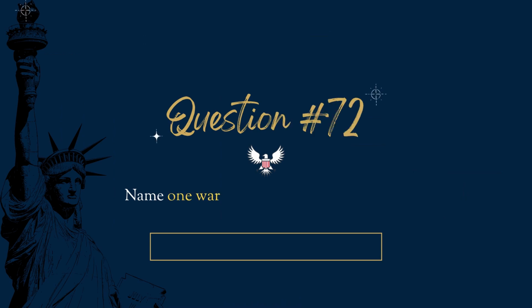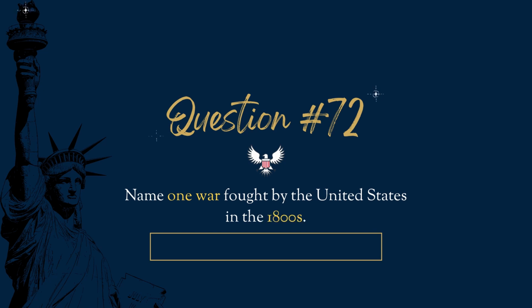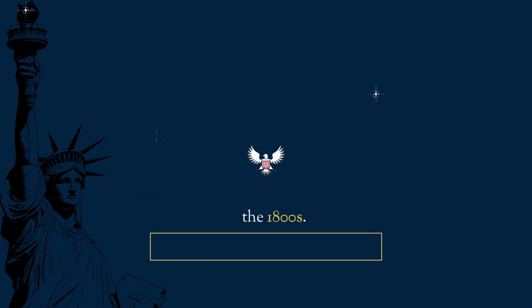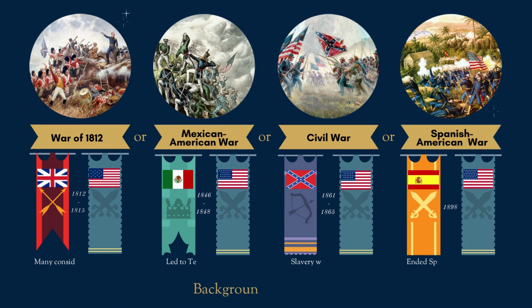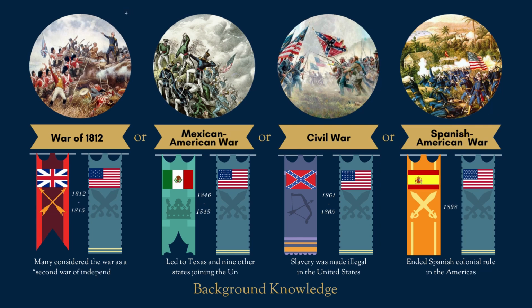Question 72. Name one war fought by the United States in the 1800s. Answers: War of 1812, or Mexican-American War, or Civil War, or Spanish-American War. Many considered the War of 1812 as a second war of independence. The Mexican-American War led to Texas and 9 other states joining the Union. The Civil War ended slavery. Spanish-American War ended Spanish colonial rule in the Americas.